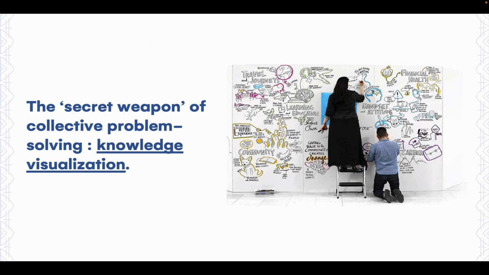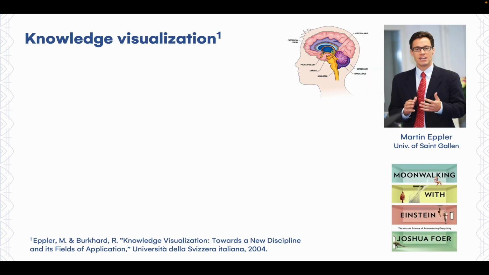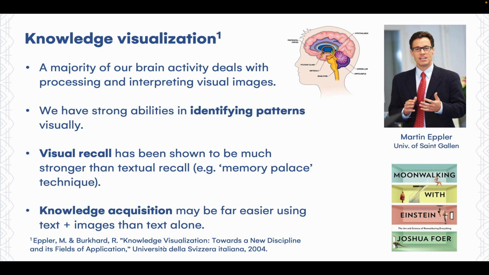And the last thing I'm going to add in this is the rise of another set of techniques for problem solving, which relies on taking textual knowledge and making it visual. And I think this could even be called the secret weapon of collective problem solving. Professor Martin Eppler, University of St. Gallen, has done several studies of the effect of visualization on our ability to remember and solve problems in teams.